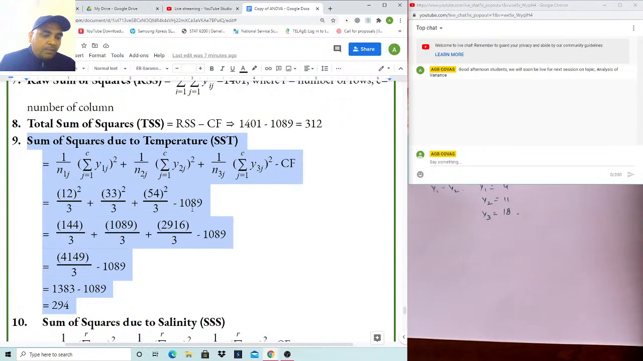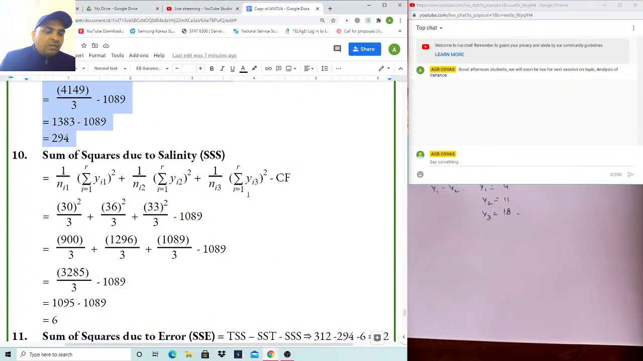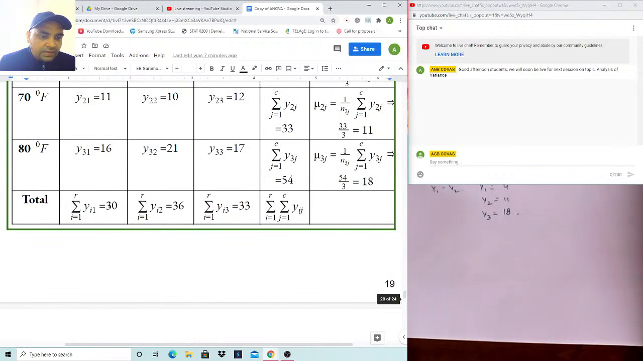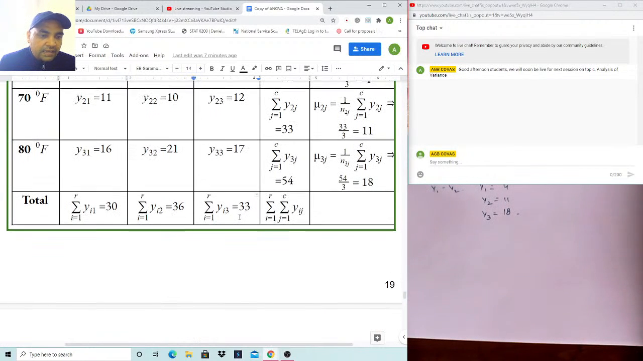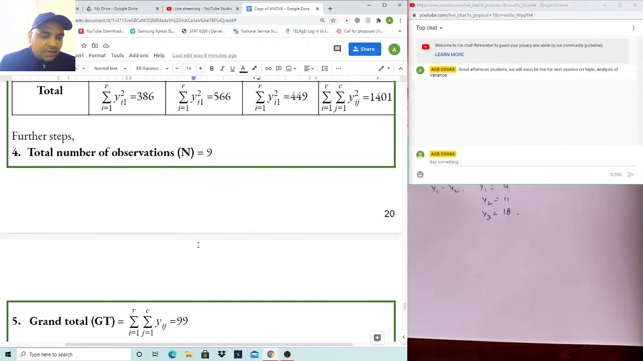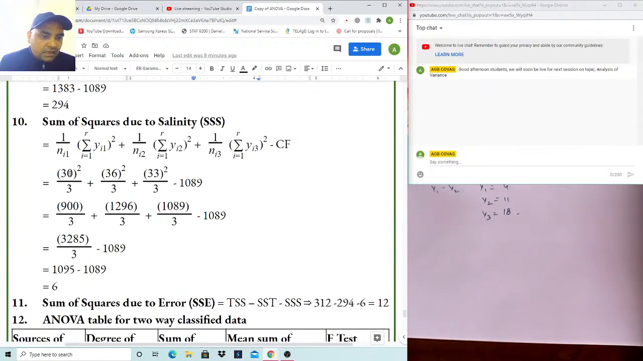Now the second thing that will come into account is the sum of squares due to salinity. So what we will be doing is squaring the values you got as a total in each column. That is, what are the values you got in each column as a total? So it was 30, 36 and 33, and these values were comprised of three values each. So basically 30 square, 36 square and 33 square divided by 3. So it came out to be 6.